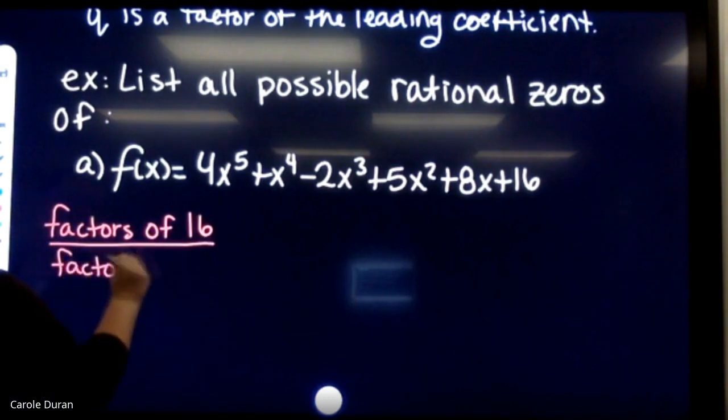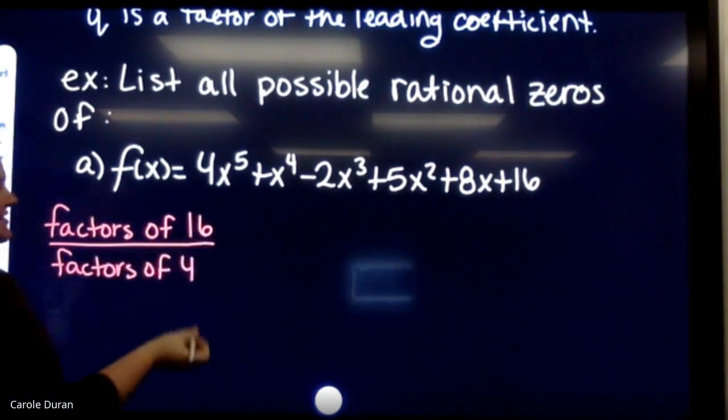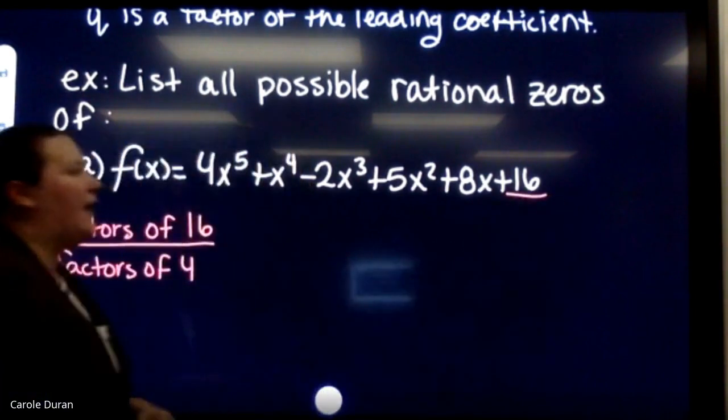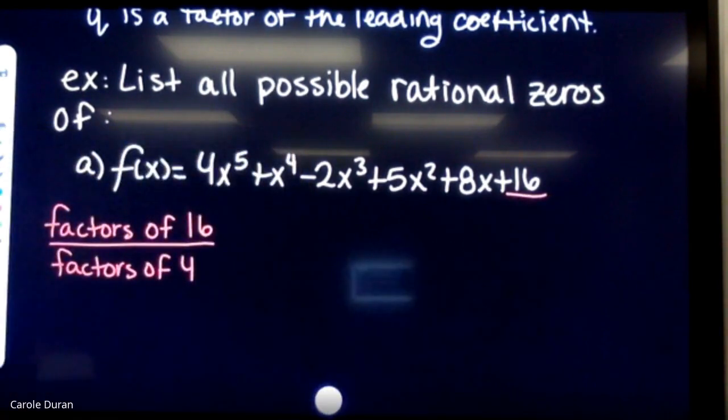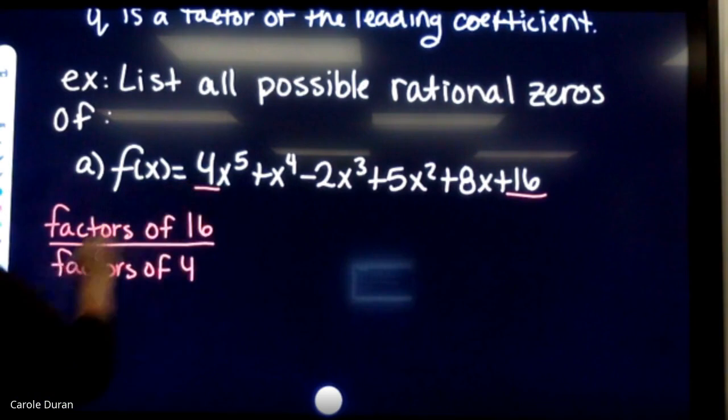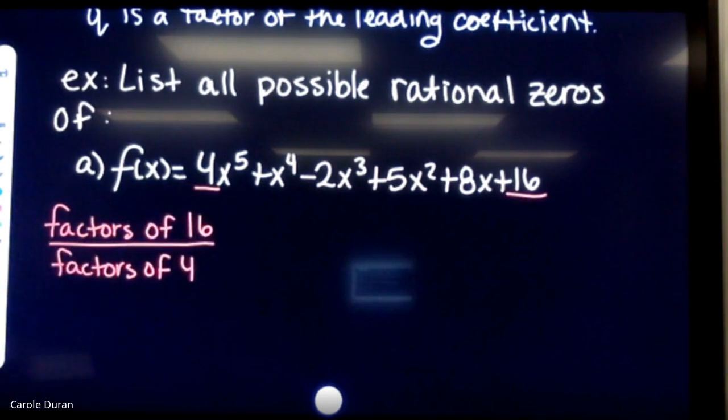So in this problem, my constant is 16 because it's the number on the end that has no variable. And my leading coefficient is 4 because that's the number attached to the variable with the highest degree. If either of those are negative, I take the factors of the positive version. So before I can make my list, I have to identify what the factors of each of these are.